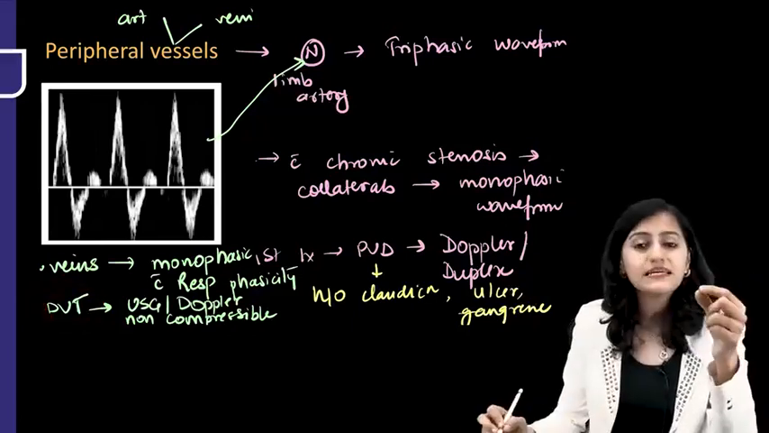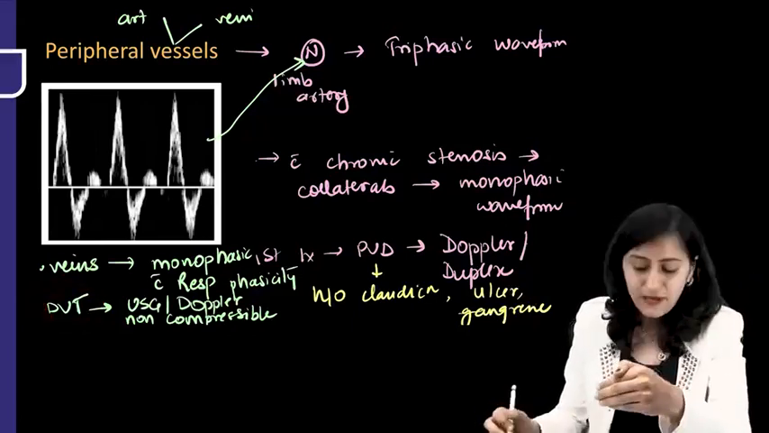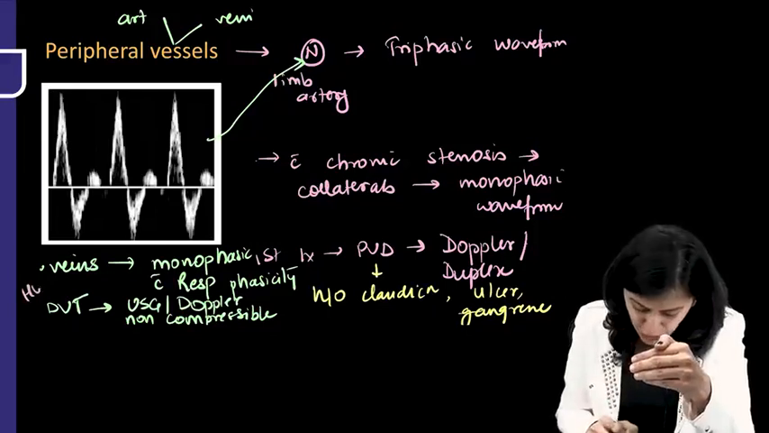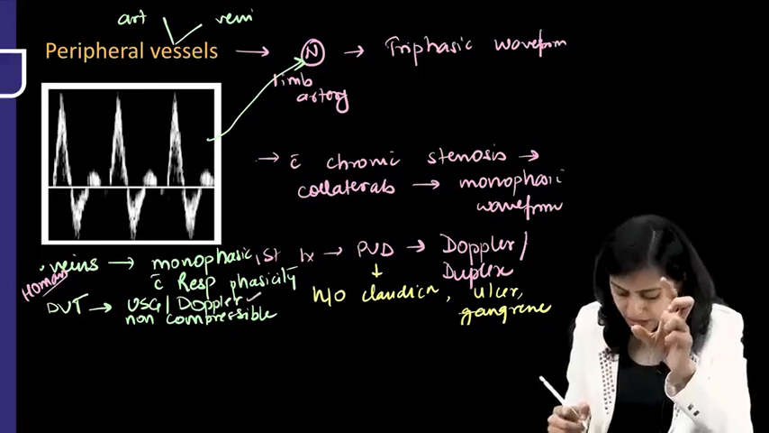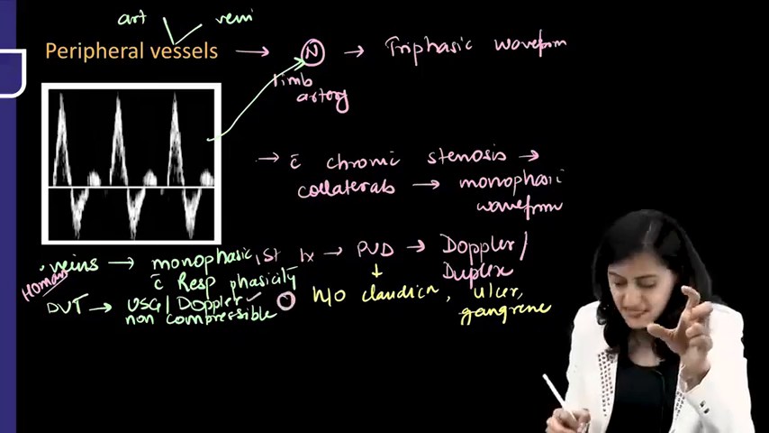So DVT will present as calf pain. What sign is positive clinically? The Homan sign is positive. There's calf pain. We will do Doppler or ultrasound, and what we will see is the vein.